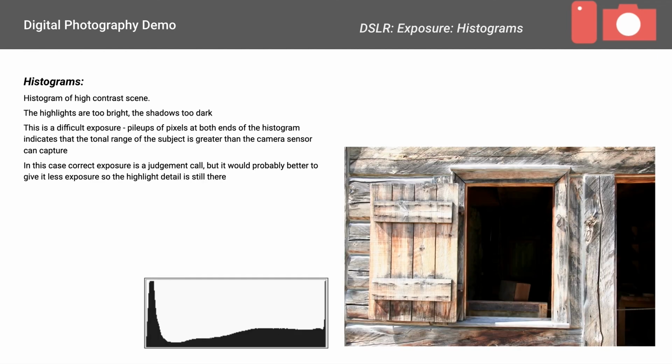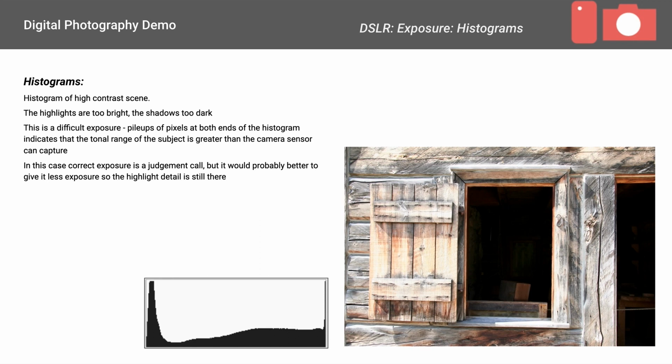This is a nightmare scenario. It's overexposed and underexposed. Because the dark shadows are too dark and the sunlit areas of the wood are too light, the histogram has a pile up on both the left and the right. And basically, when you run into something like this, you can't get both unless you cheat and use the high dynamic range thing in Photoshop.